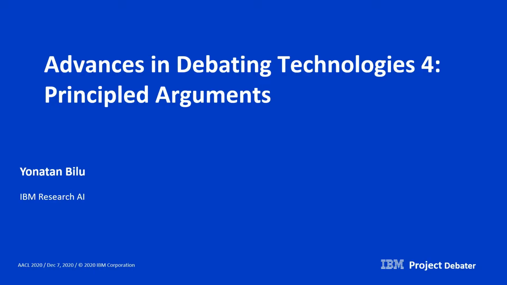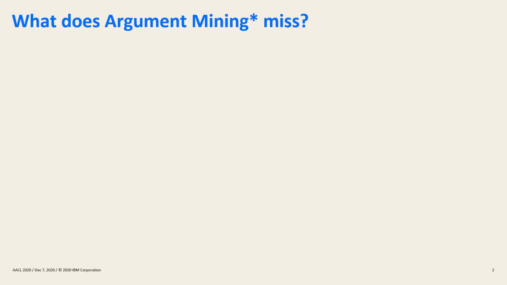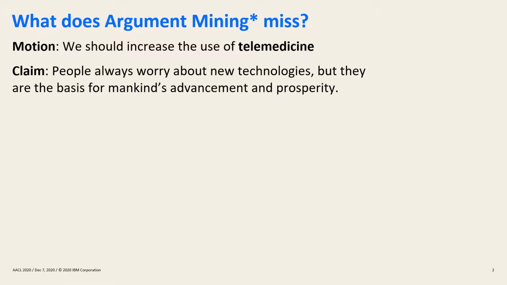Hello, and welcome to the fourth part of the Advances in Debating Technologies tutorial, which is about principled arguments. As a motivating example, let's think about what argument mining misses. Consider the motion we should increase the use of telemedicine, and the claim: people always worry about new technologies, but they are the basis for mankind's advancement and prosperity.